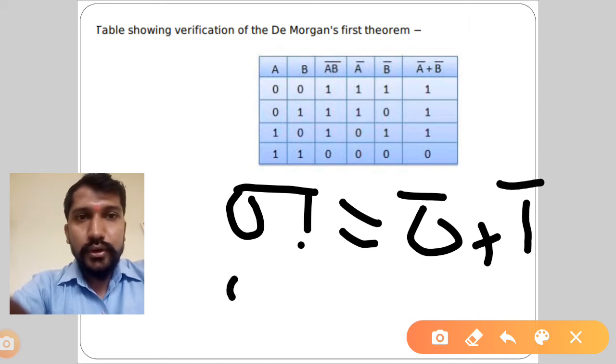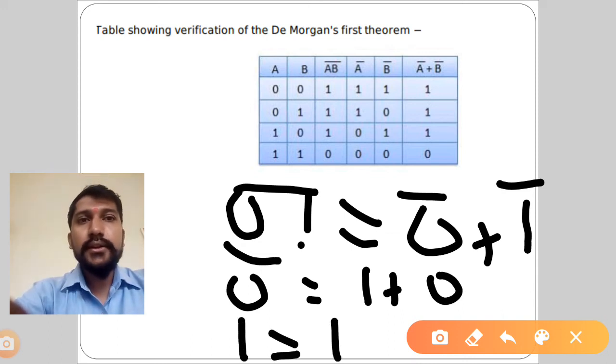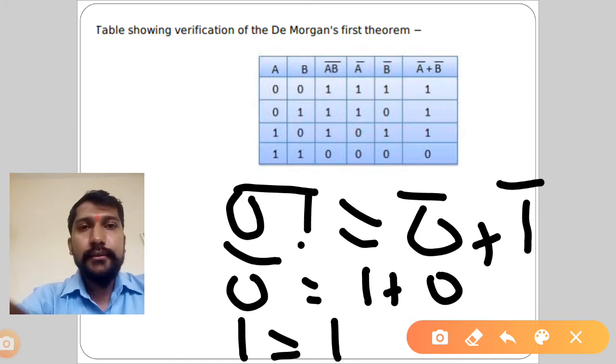0 into 1 is what? 0 bar. 0 bar is what? 1 plus 1 bar is what? 0. 1 bar is what? 0 bar is 1 and 0 plus 1 is what? 1. So again left hand side is equal to right hand side. So what have we verified? Left hand side is equal to right hand side. So you can verify for all the three conditions.